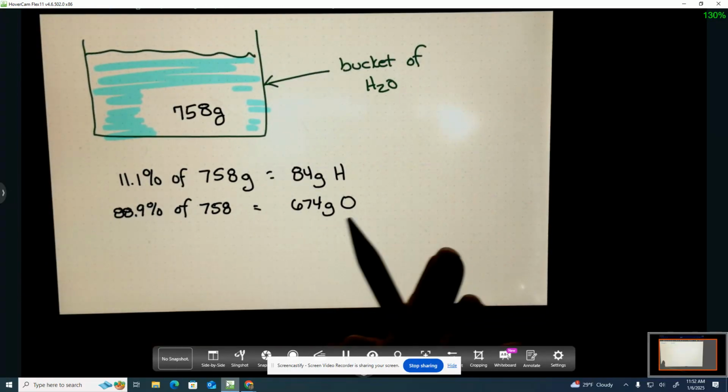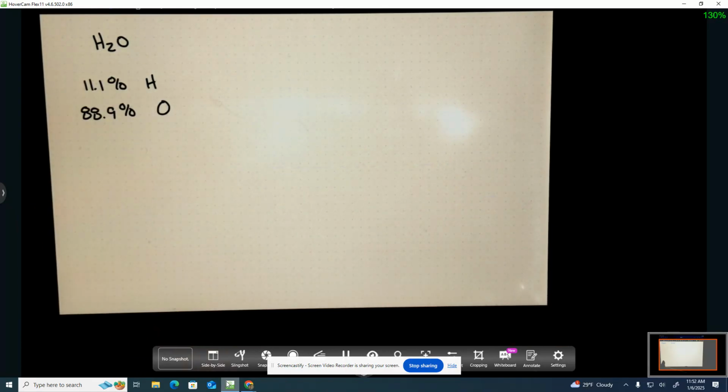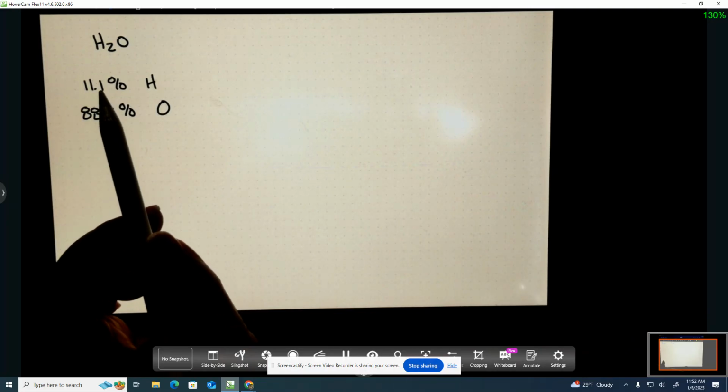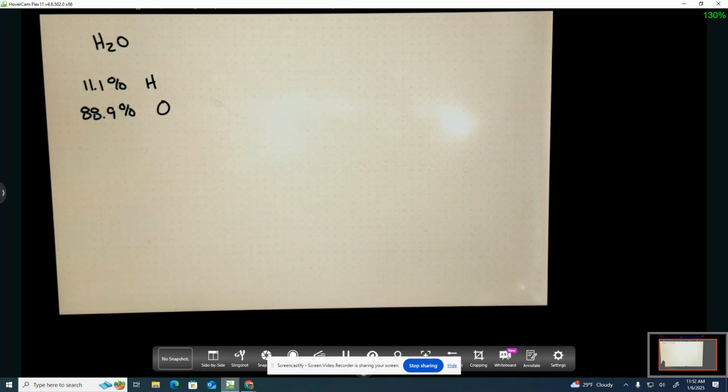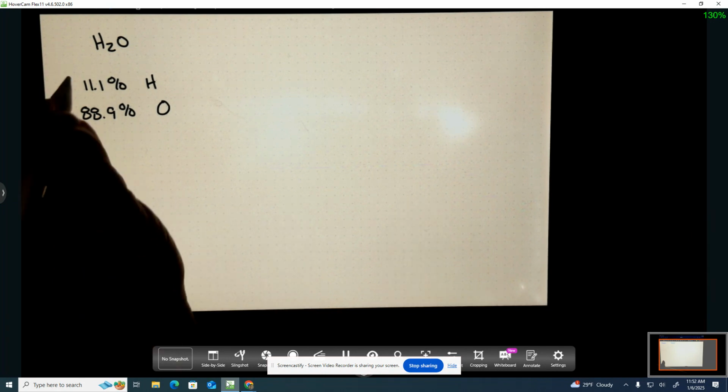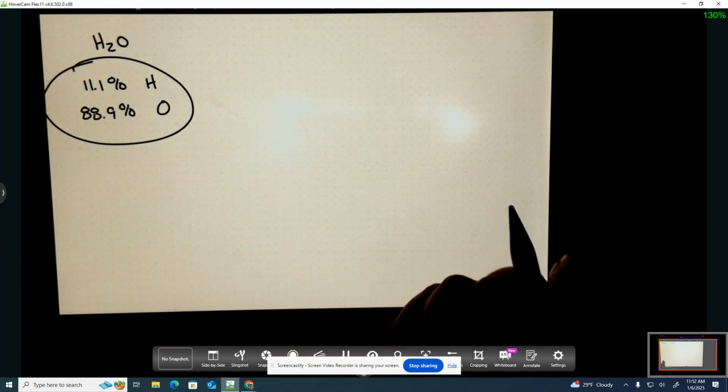So now we know that in water, 11.1% of it is hydrogen, and 88.9% is oxygen, right? Now, if I have a swimming pool full of water, can I find out how many grams of hydrogen I have? Sure, because I know 11.1% of whatever is in that swimming pool is going to be hydrogen, and 88.9% of it is going to be oxygen. So these percentages are going to help us out in the next step.